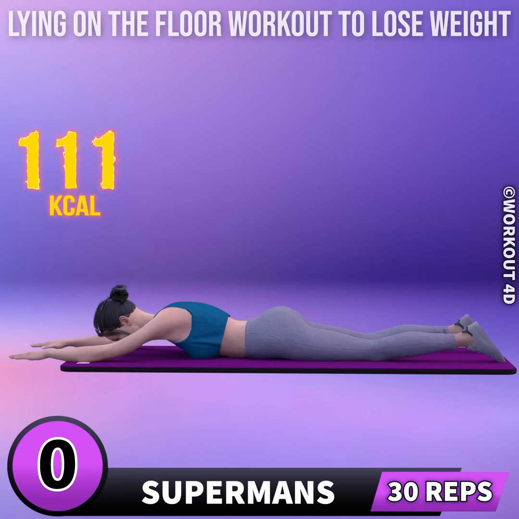Next exercise is Superman's. In 3, 2, 1, go.